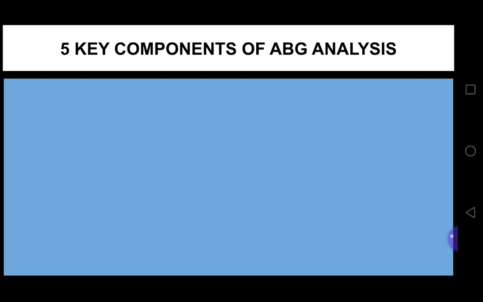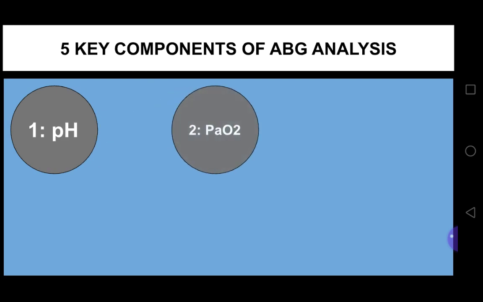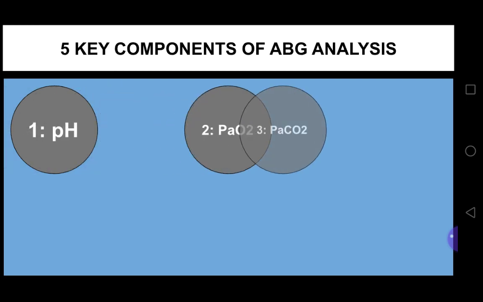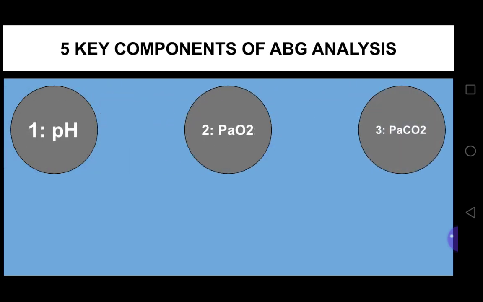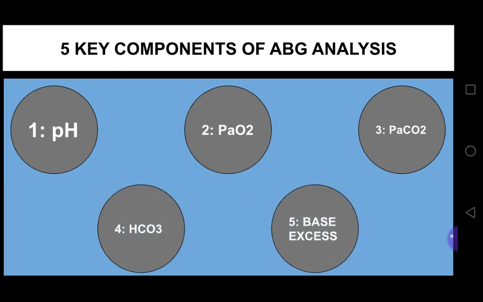Coming to our topic of ABG analysis, there are 5 key components which we need to look for when analyzing an arterial blood gas result. Number 1 is blood pH. Number 2 is PaO2 or partial pressure of oxygen. Third one is PaCO2 or partial pressure of carbon dioxide in plasma. Then bicarbonate, and the fifth one is base excess.